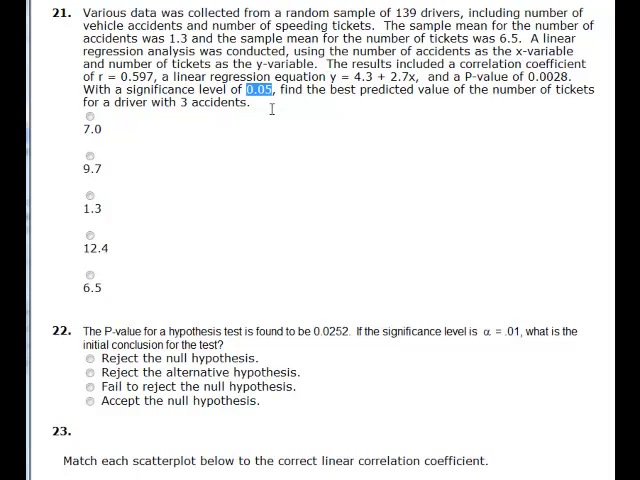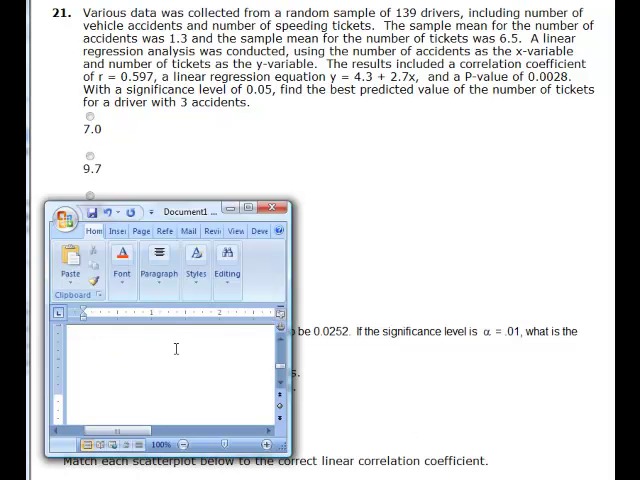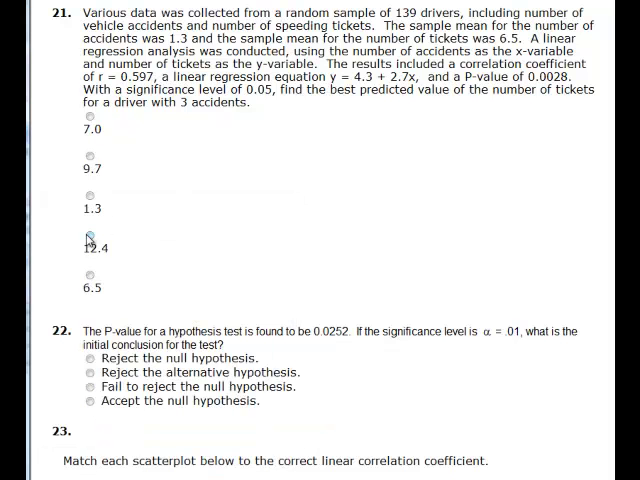Now, if the p-value were larger than 0.05, for example, if the p-value were 0.06, then we wouldn't be able to use this equation, and we would go back to our mean for the number of tickets, our sample mean, which was 6.5, instead of trying to use the linear regression equation. But since there is enough evidence of a linear correlation, then what we can do is put our number of accidents, which is the x, into the equation in place of x, and then just calculate what our y would be. So that would give us number of tickets of 12.4.